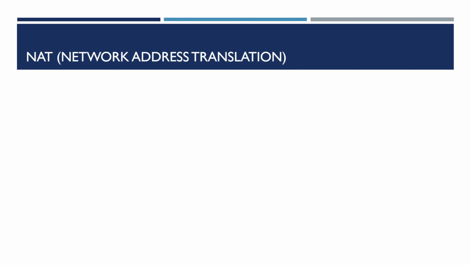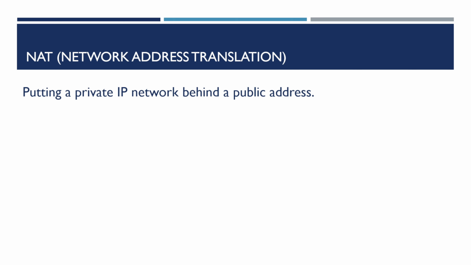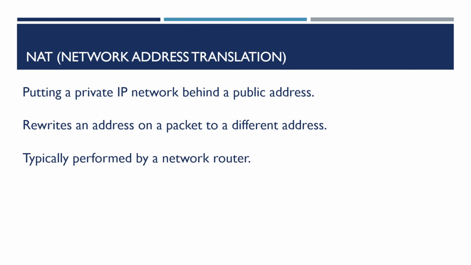We're going to go into NAT a little bit. NAT stands for Network Address Translation. Oftentimes it's putting a private IP network behind a public address. It's one of the most frequent use cases. Might be used for hosting a server as well. The most common case you'll see is just putting a private IP network behind one public address. NAT's job is to rewrite an address on a packet to a different address. It's typically performed by a network router.